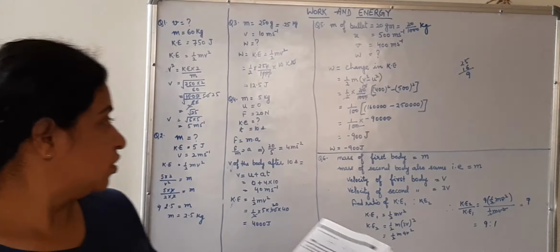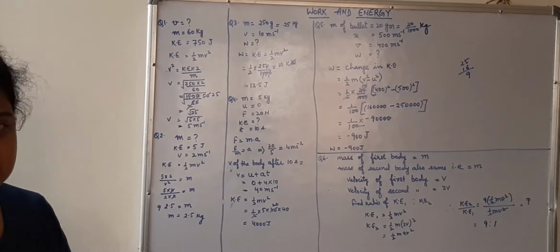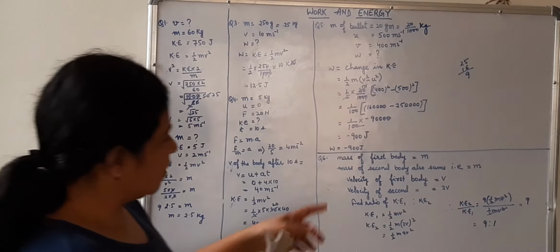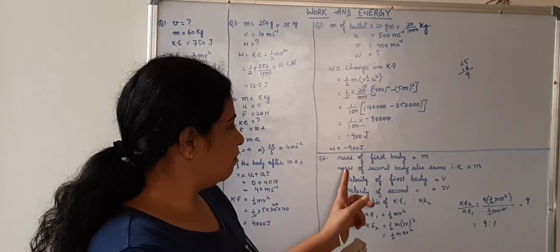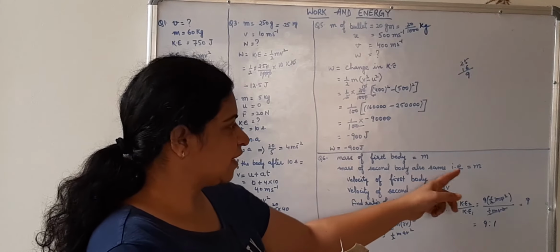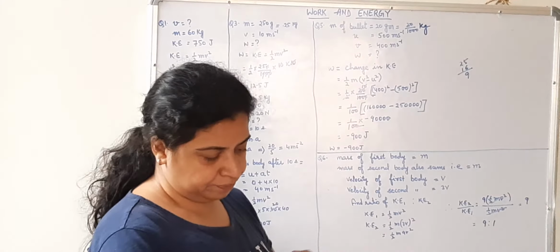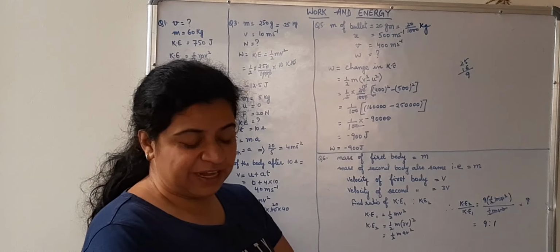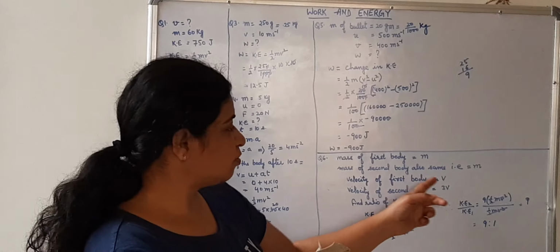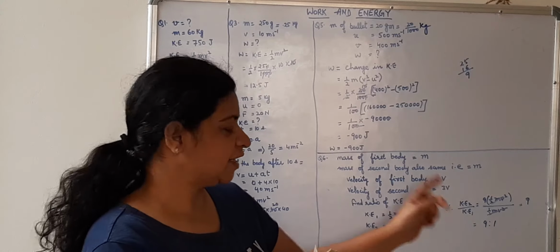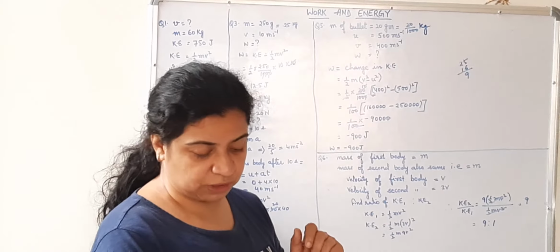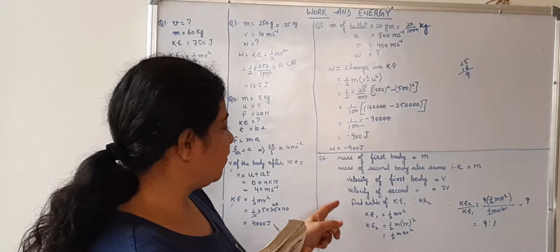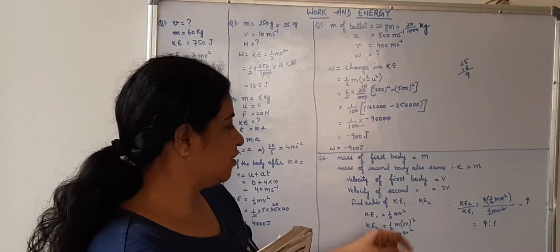Now, the last one for today. Two bodies of equal masses, mass of the first body m, mass of the second body also the same, that is m only, move with uniform velocities v and 3v. The velocity of the first body is v, the velocity of the second body is 3v, 3 times the first one. Find the ratio of their kinetic energies.